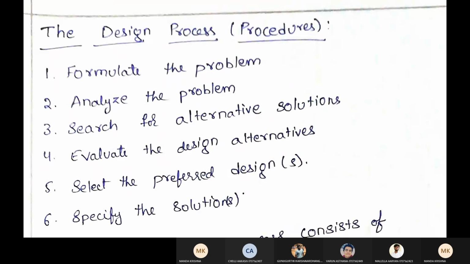Okay, I am starting the design process. Here we have to formulate the problem, analyze the problem, search for the alternative solutions. That is the start step. And fourth one is evaluate the design alternatives, select the preferred design, and specify the solutions. These are the 6 steps in general.